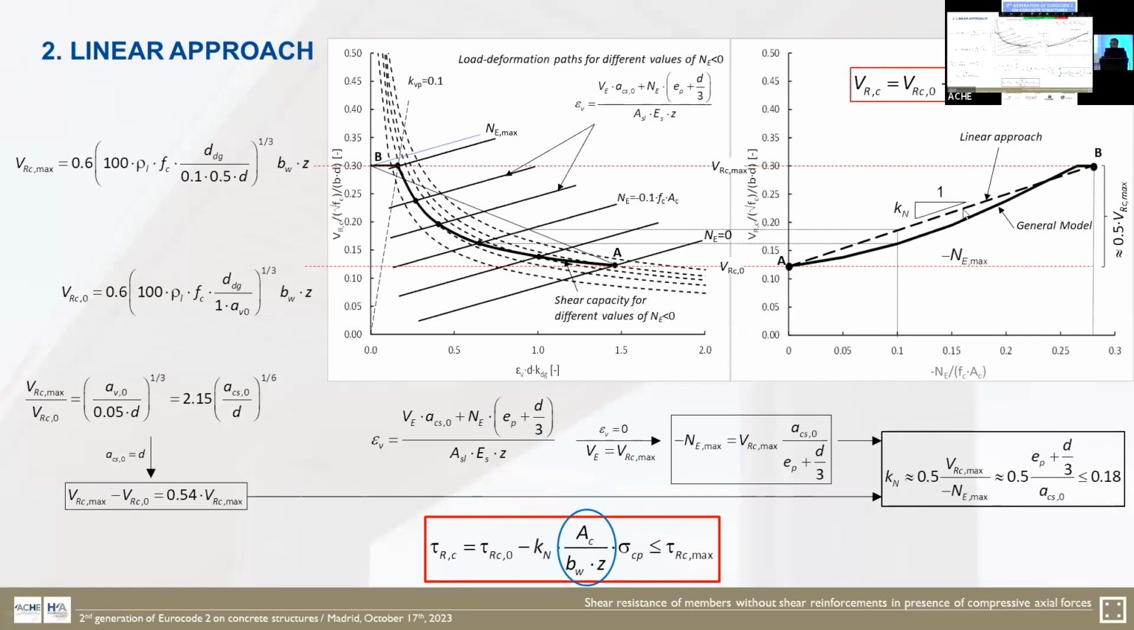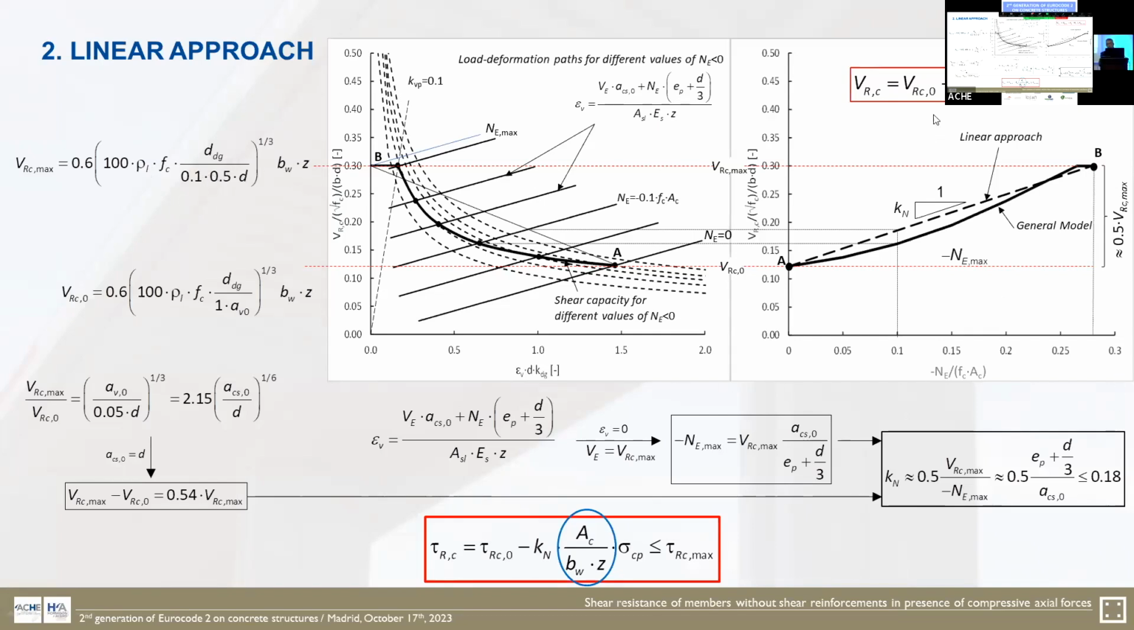The linear function is a straight line that passes through the point A and the point B. The point A corresponds to the shear resistance for zero axial force, and point B corresponds to an axial load that makes zero the reinforcement strain for an applied shear force equal to the maximum shear resistance. The maximum shear resistance can be obtained by the general model, the closed form equation, by taking the minimum value of the KBP and AB.